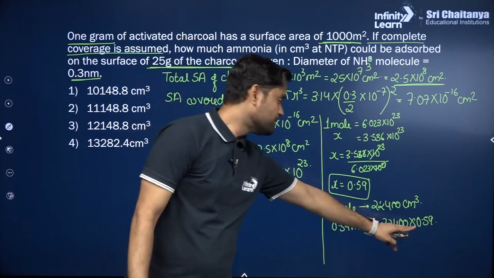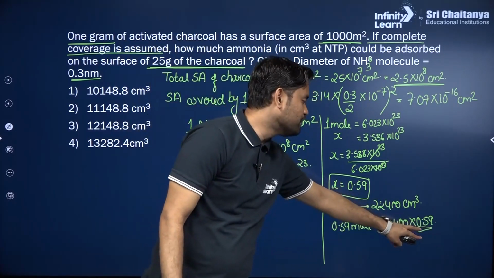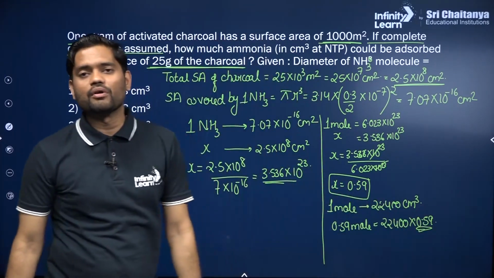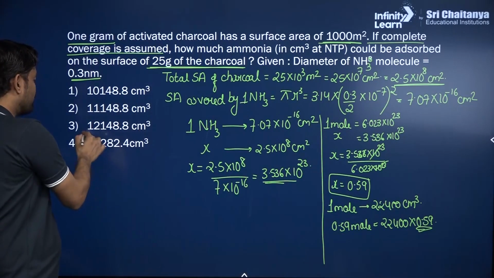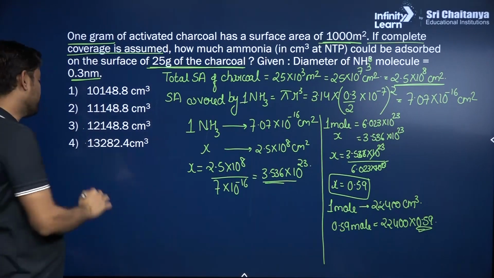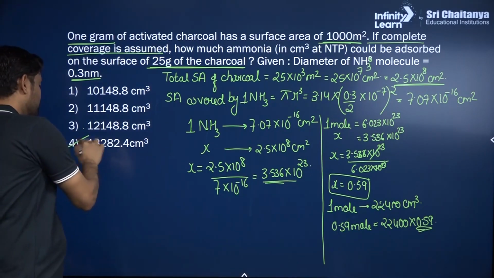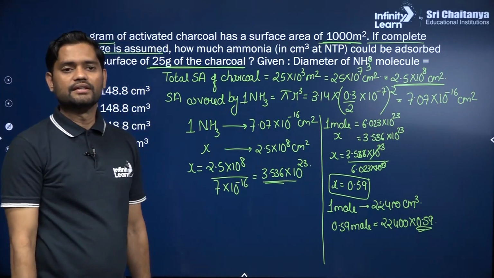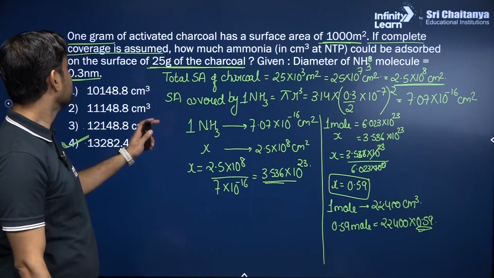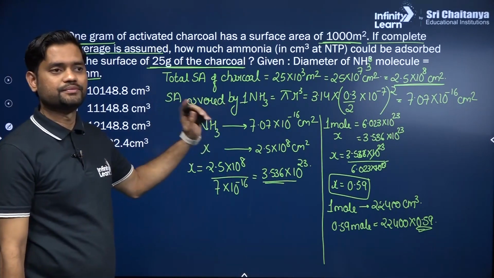But since it is approximately 0.6, the answer has to be more than 11. More than 11, we have two answers, this and this. If you solve it properly, you will get option 4, 13282.4 centimeter cube. Clear? So this is how you are going to solve this particular question.